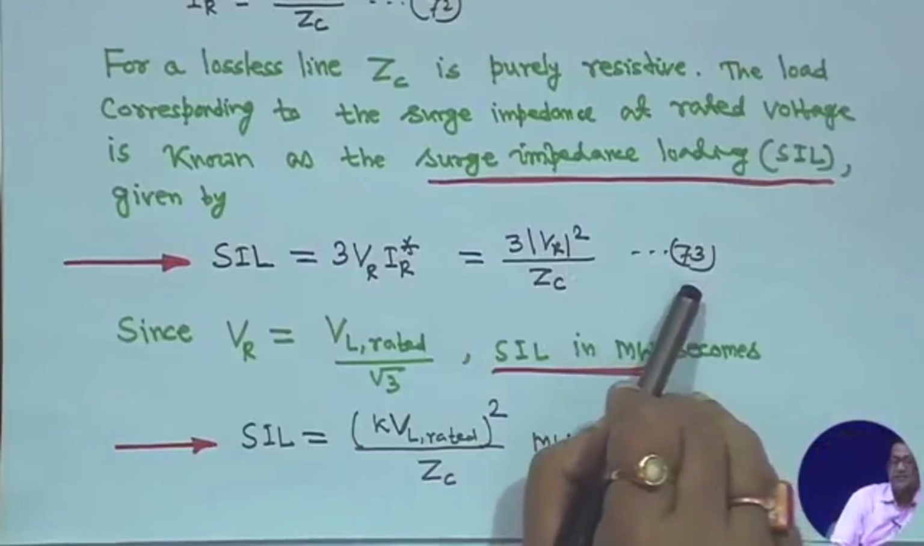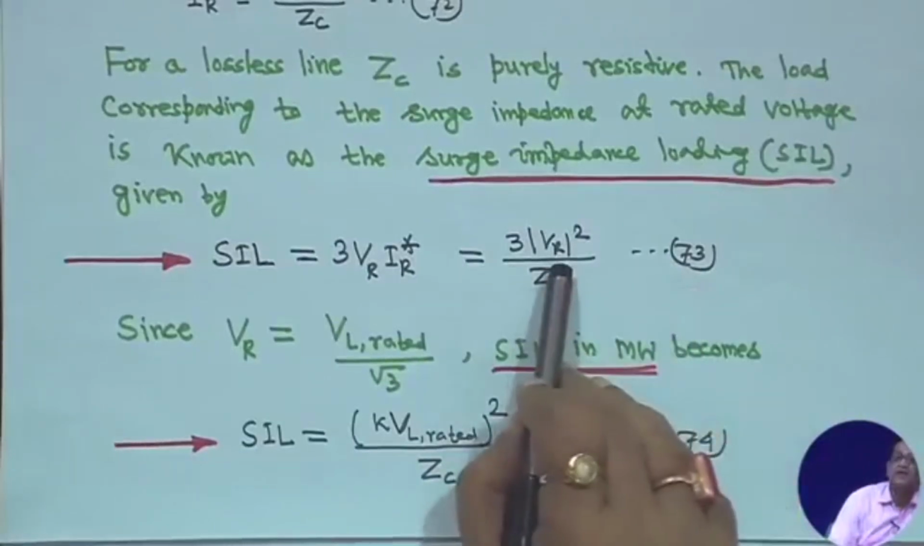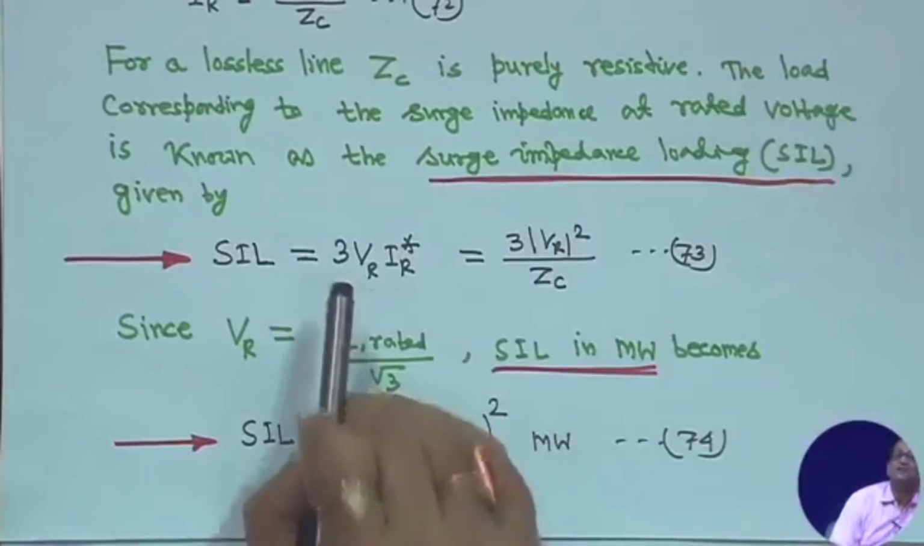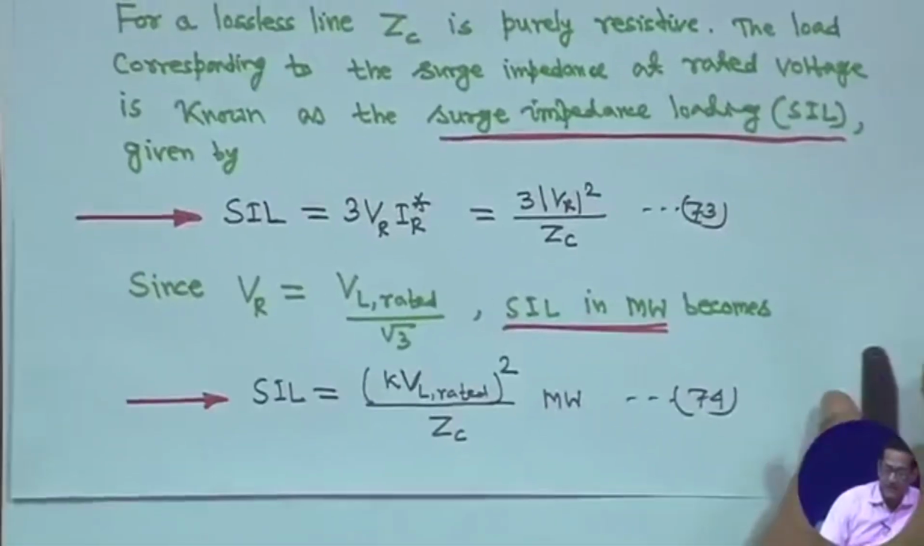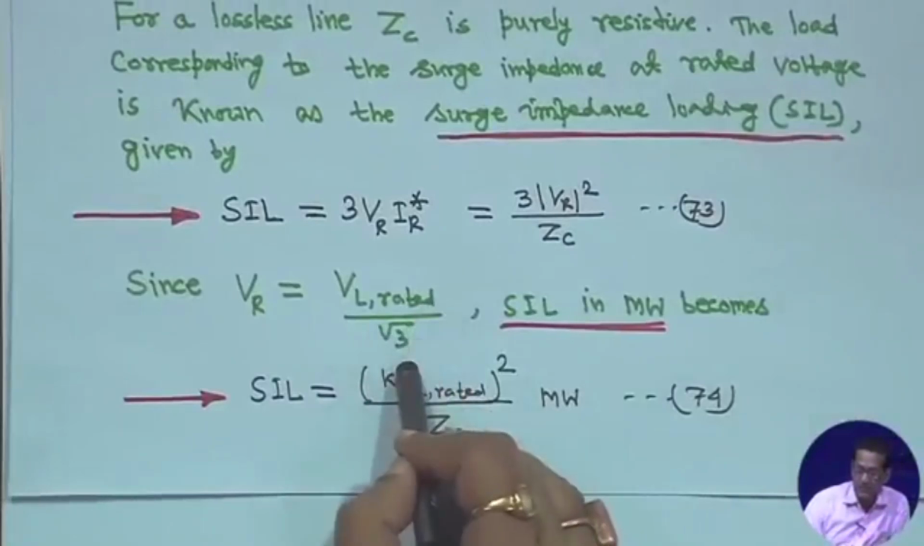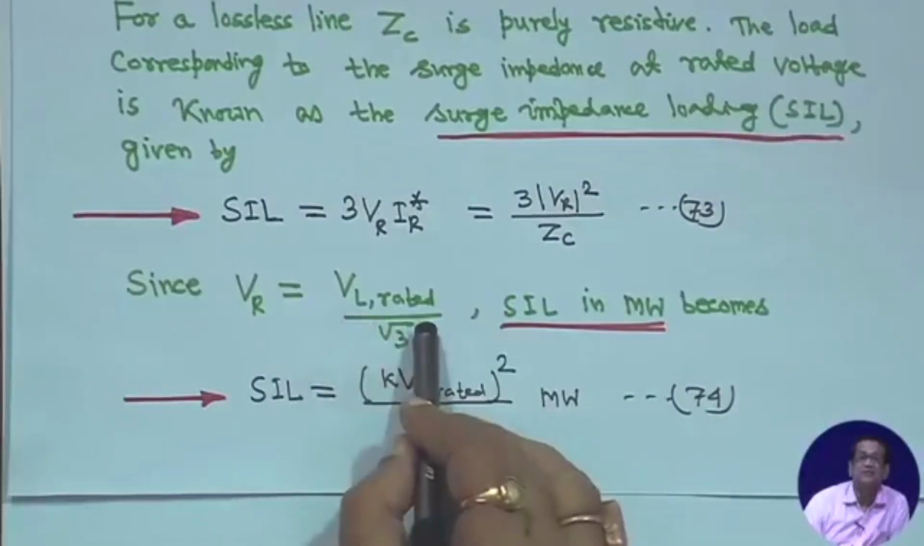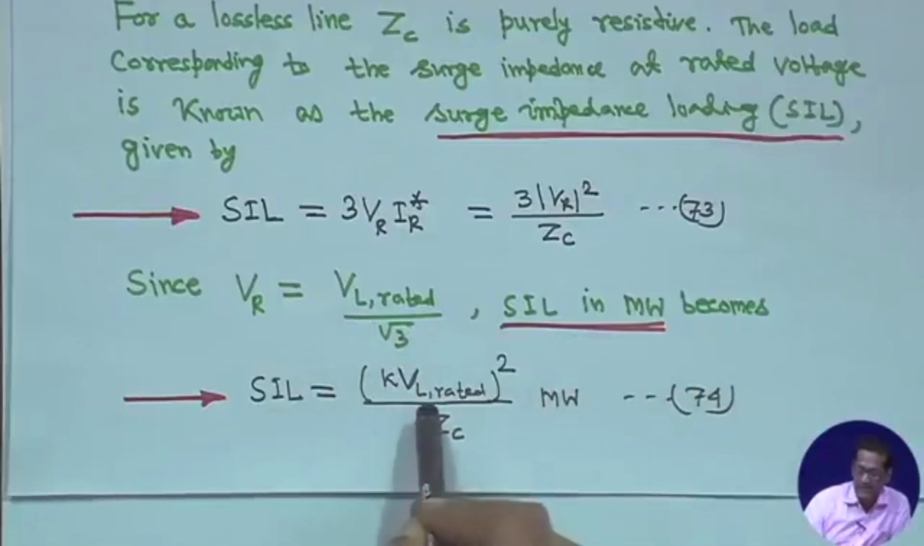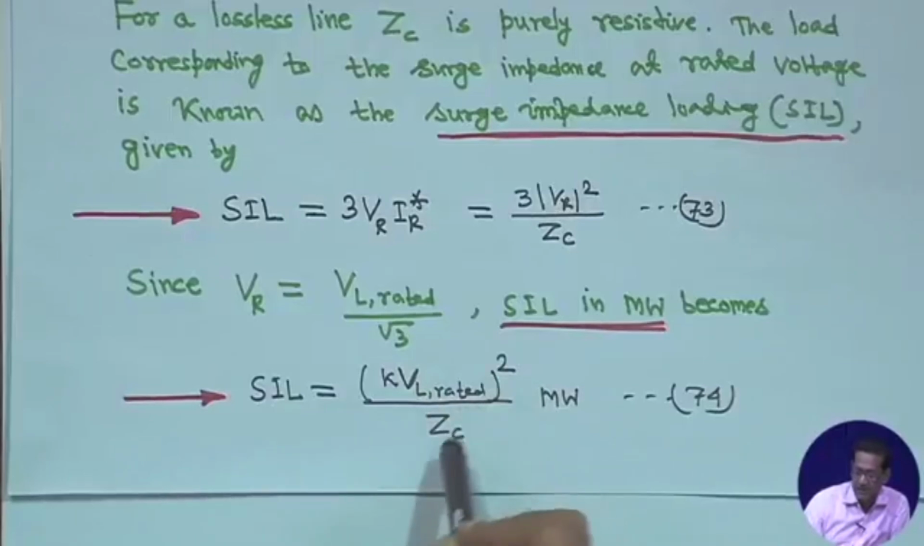This is the equation where VR is your phase voltage, that is why this is multiplied by 3. Since VR is equal to VL rated upon root 3, that is the line rated voltage we are taking here in general. So, SIL in megawatt becomes SIL is equal to KVL rated whole square upon ZC megawatt.